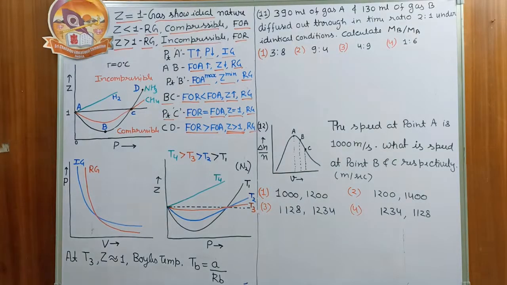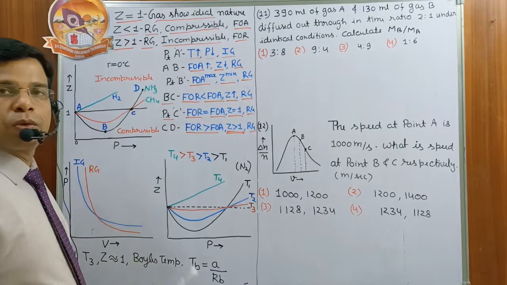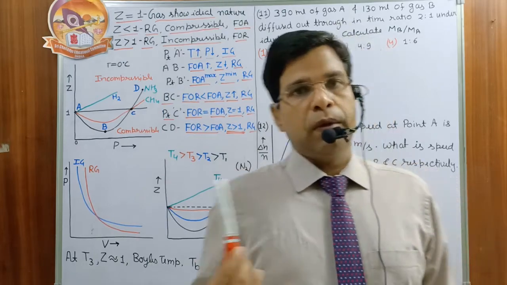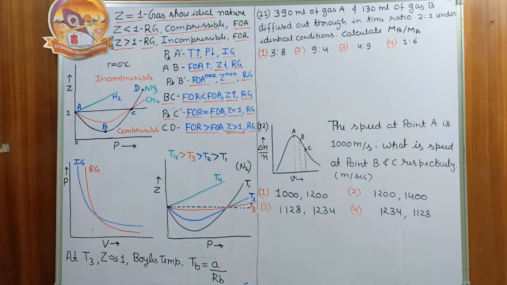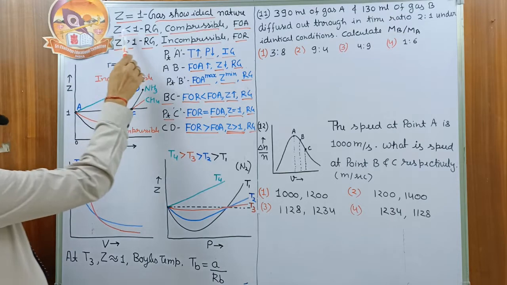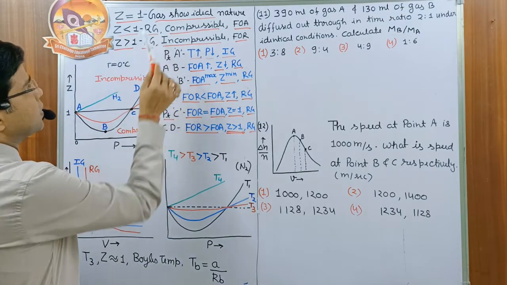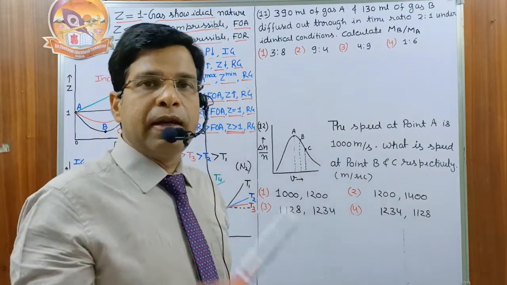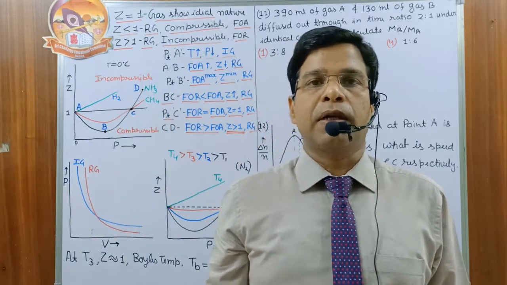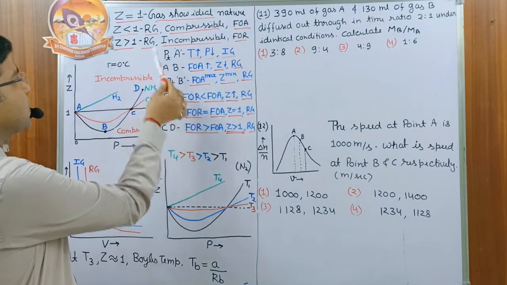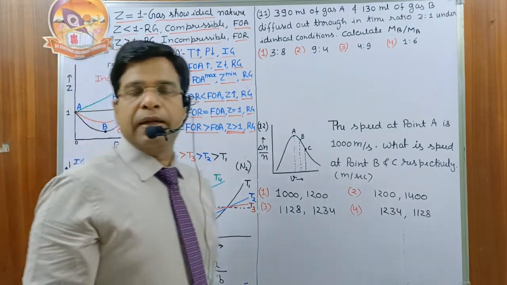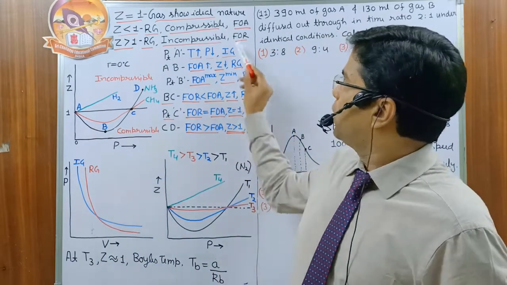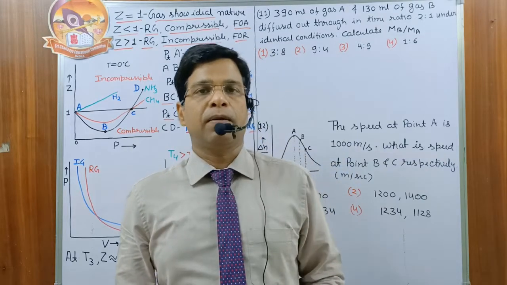So if Z is equal to 1, gas always shows ideal behavior. The gas is neither compressible nor incompressible in nature. But when the value of Z is less than 1, the gas is a real gas. It is a non-ideal gas. It is more compressible as compared to the ideal gas, and this time the force of attraction dominates amongst the gas molecules. If the value of Z is more than 1, the gas is again a real gas. It is a non-ideal gas. This time the gas is more incompressible as compared to the ideal gas, and this time the force of repulsion dominates amongst the particles.